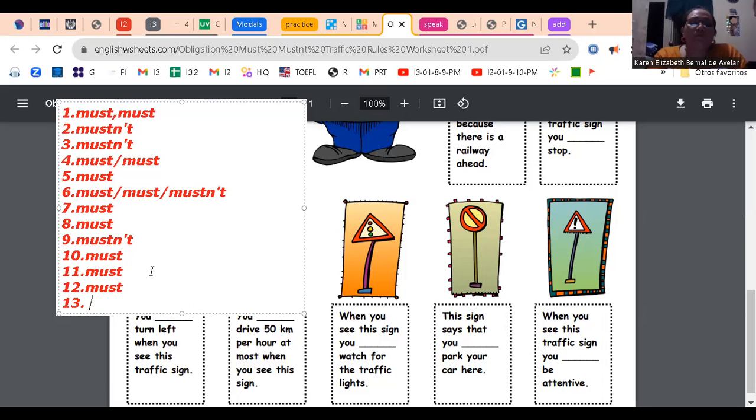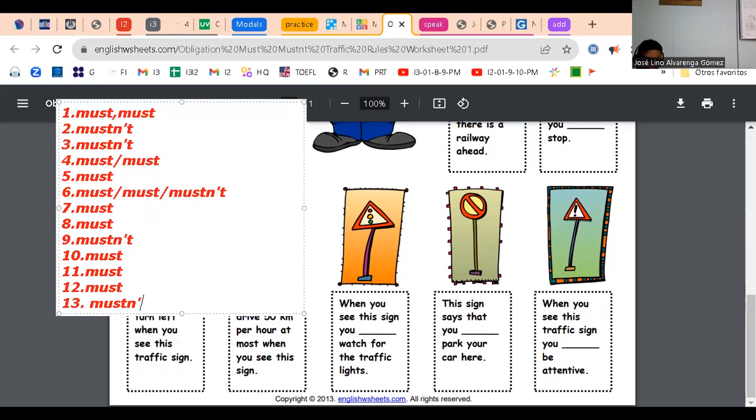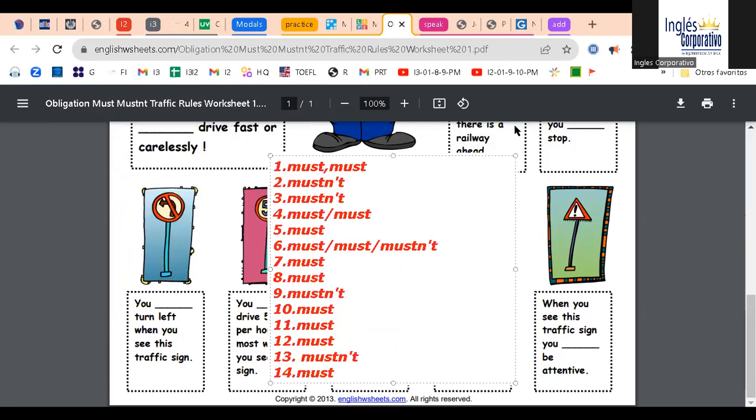Okay. The sign says that you mustn't park your car. So this sign says that you mustn't park your car here. And the last one, 14. When you see this traffic sign, you must be attentive, right? Okay, nice. Thanks, guys.